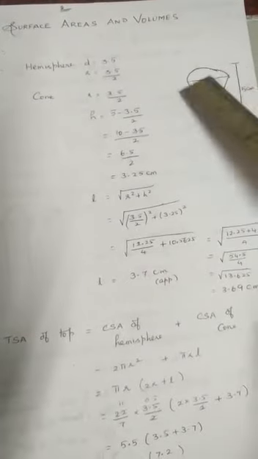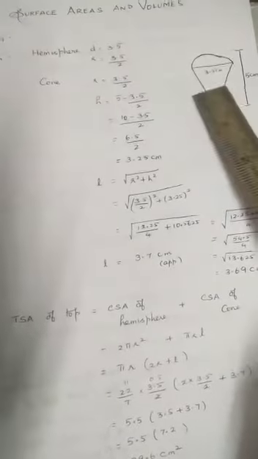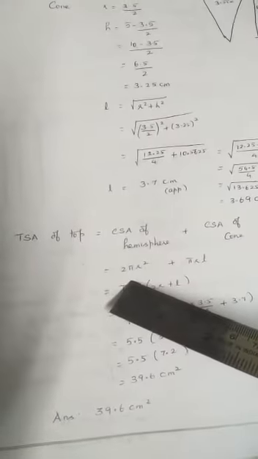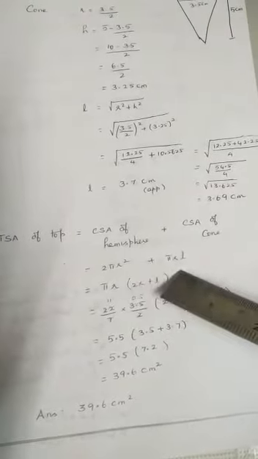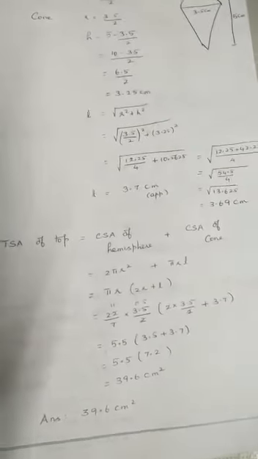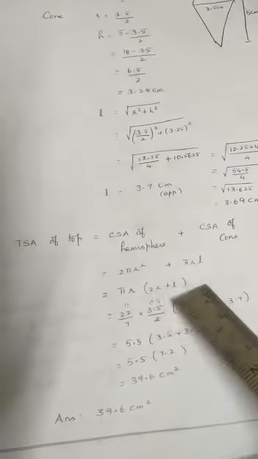What they ask: CSA of the hemisphere and CSA of the cone. Why CSA of the cone? Only the curved surface are you going to paint. This surface you don't include, because both are joined. So the CSA is 2 pi r square plus pi r l. So pi r as common, because r is the same for the hemisphere and the cone. So pi r as common: 2r plus l.